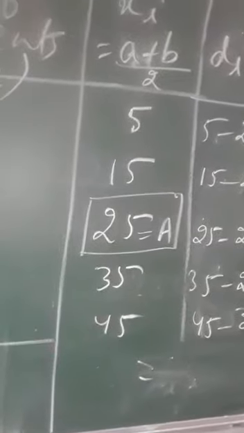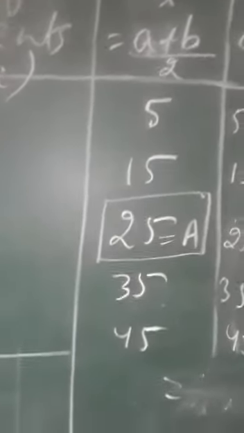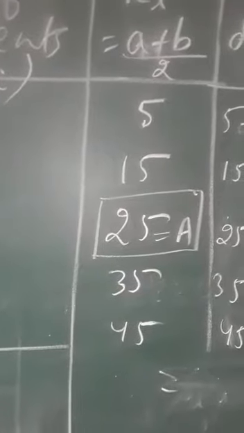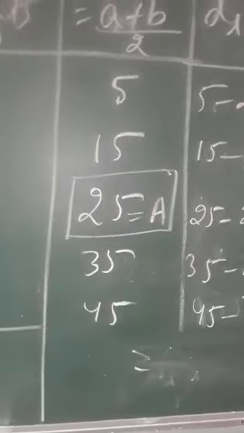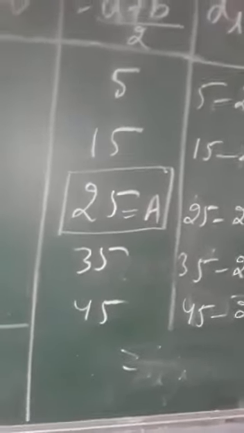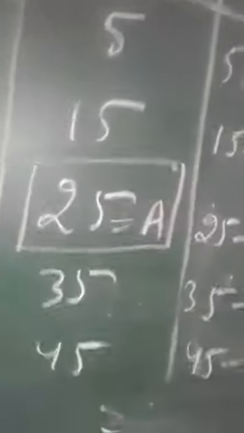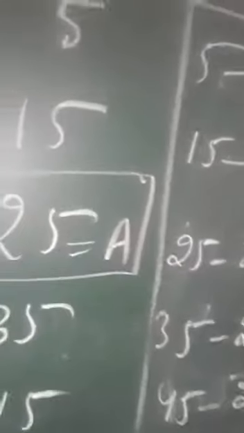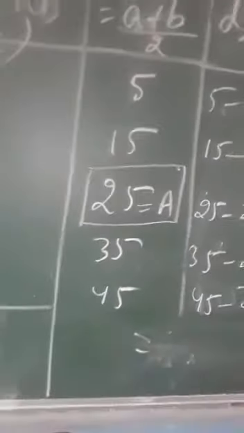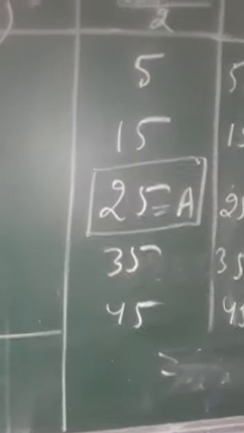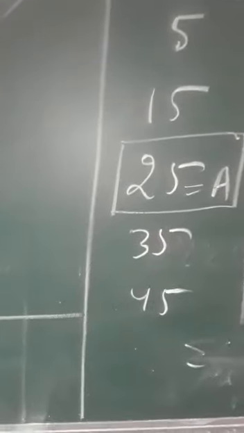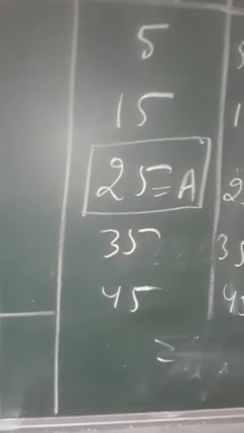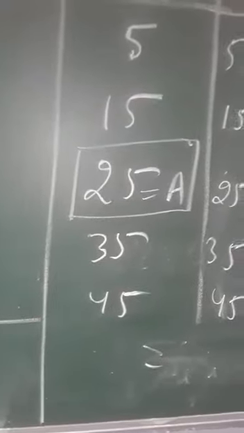Since the total number of terms is 5 here, we add 1 to 5, which is equal to 6. When 6 is divided by 2, we get 3. So the third term is 25, and we have taken it as the assumed mean. It is not necessary for you to take this term as the assumed mean. You can take any term as your assumed mean. But if you take the middlemost value as the assumed mean, then it will be better while calculating the value.